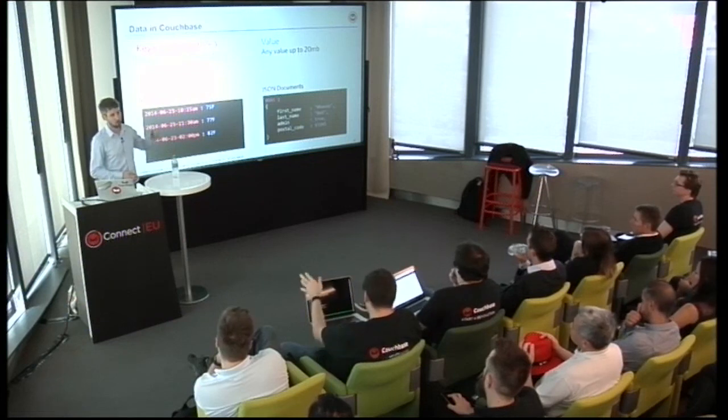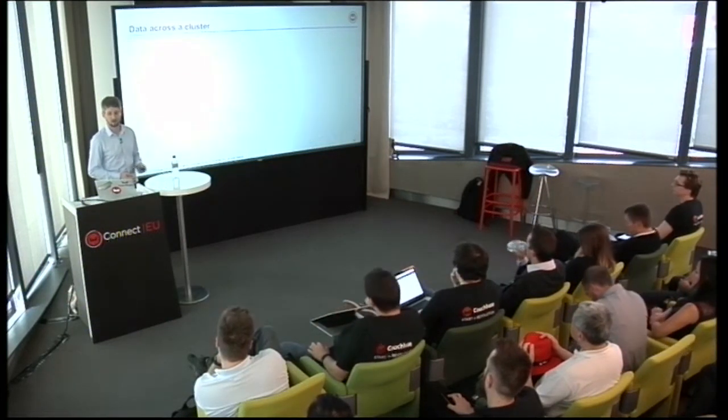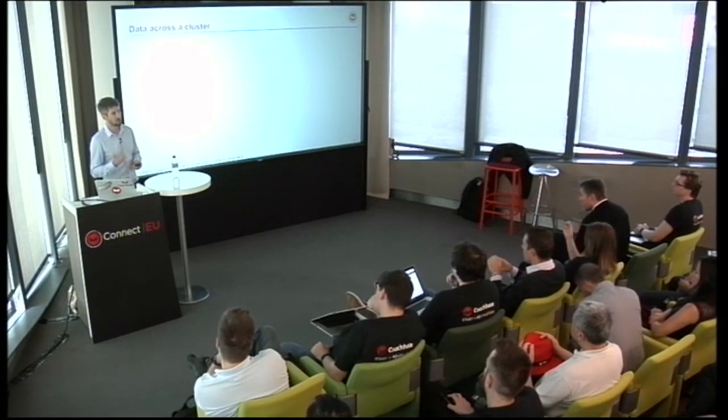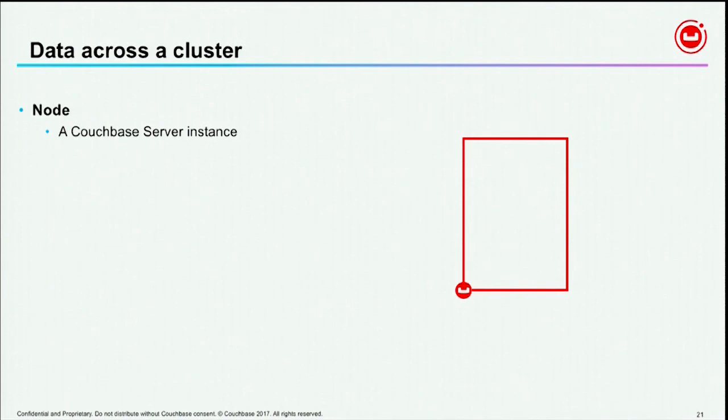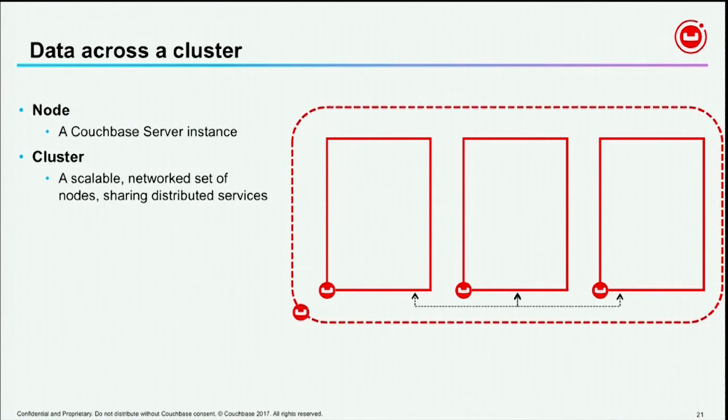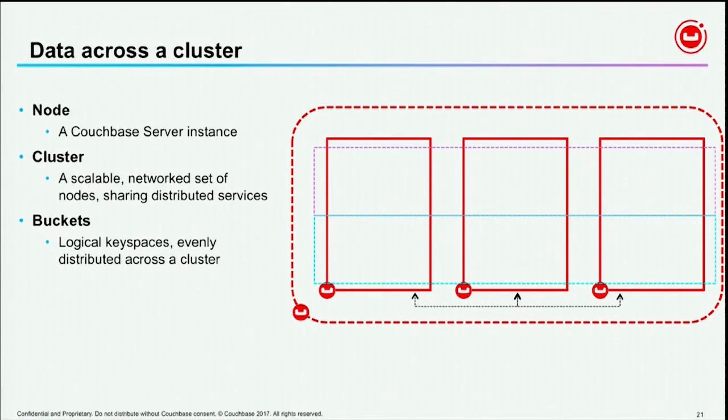When we see how all of these items or documents get distributed across a cluster, some of the terminology that we're going to use: a node is a single instance of Couchbase installed somewhere, be it in a container or in an Amazon instance or an Azure instance or a physical piece of hardware. Multiple nodes come together to form a cluster, and then a bucket is our word for a database, a logical grouping of unique keys within a cluster, and you can have multiple buckets within a cluster.